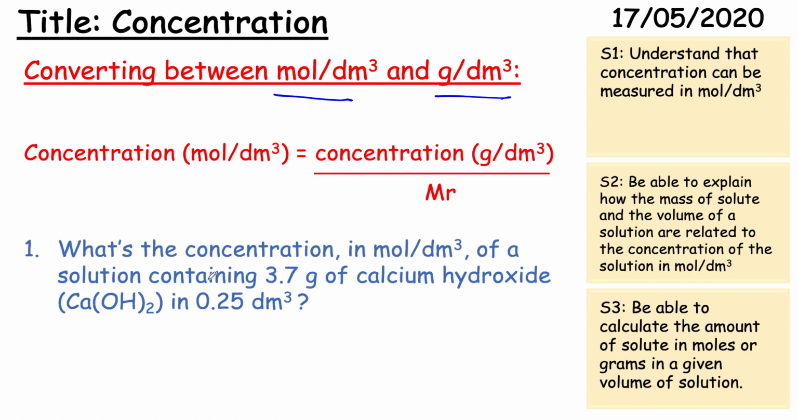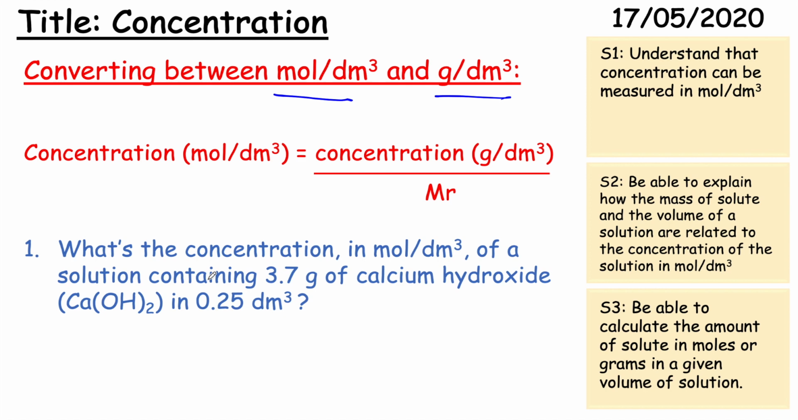Let's have a go at using this now. What is the concentration in moles per decimeter cubed of a solution containing 3.7 grams of calcium hydroxide in a 0.25 decimeter cubed solution, effectively? So pause the video, try and work this out. It is tricky, and then unpause it for the answer.